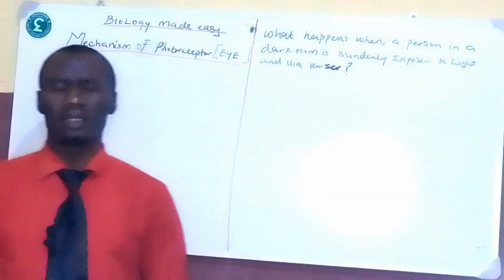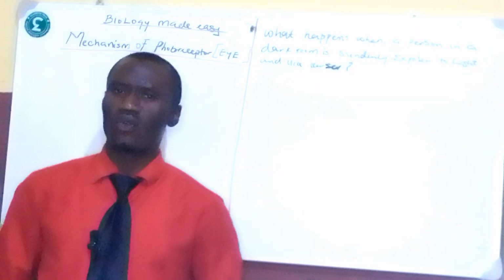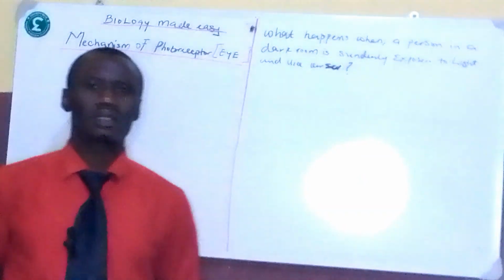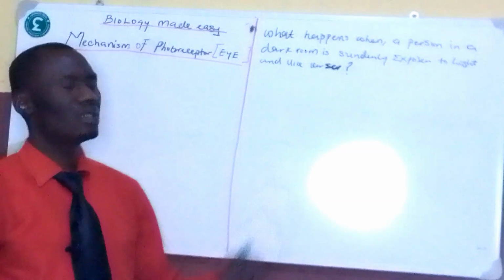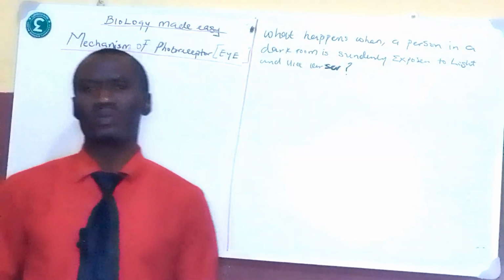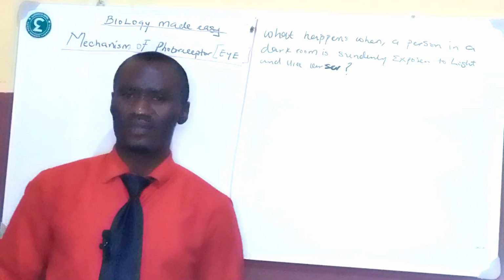We're looking at the photoreceptor and the mechanism of the photoreceptor of the eye. The first question you ask is, what is the eye? And then we'll be able to answer the question of what happens when a person that is in a dark room is suddenly exposed to bright light, or vice versa.